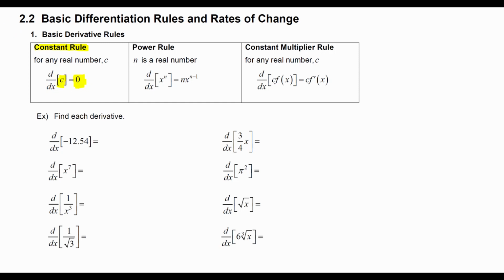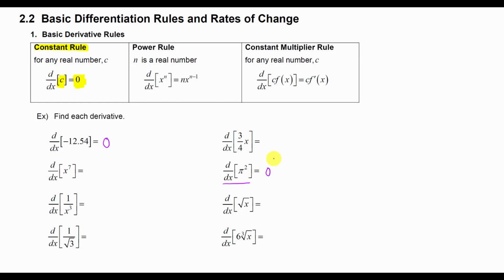So let's see if we can do those examples. What is the derivative of negative 12.54? That's just a constant, right? So the derivative of negative 12.54 is 0. Do you see any other constant in this example? I see it right here. It looks like a variable to the second power, but pi is just a number. It is an irrational number that does not terminate. So it is a number, and a number squared is a number. So you do have a constant here. So the derivative of pi squared will also be equal to 0.